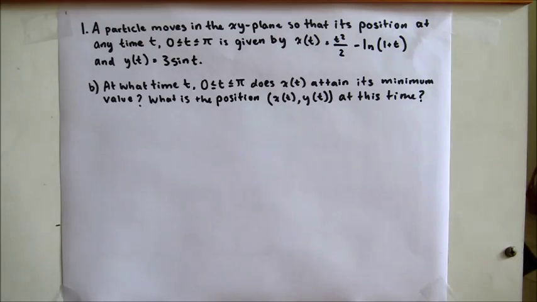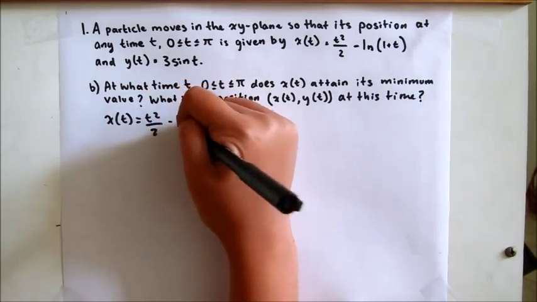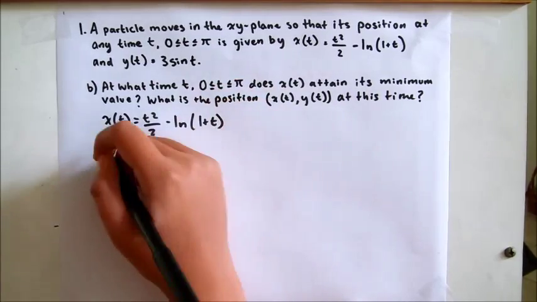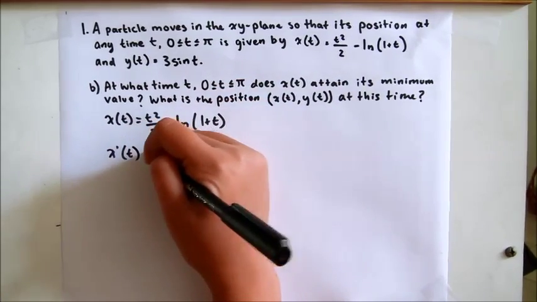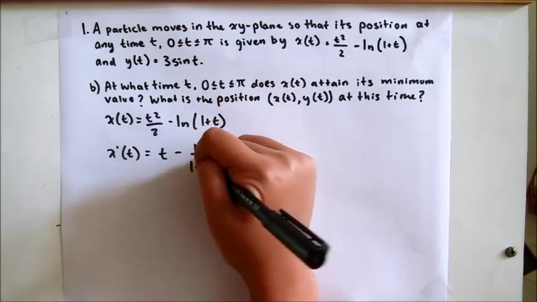In the next part of this problem, they ask for what value of t does x of t attain its minimum value, and then they ask you to find the xy coordinate at this point. To find a minimum value, you need to solve for the extrema of this parametric equation. You can do that by setting the derivative equal to 0. To first set the derivative equal to 0, we need to find the derivative of x of t. Since x of t equals t squared over 2 minus the natural log of 1 plus t, you can easily find that the derivative of x of t is t, and then we use the chain rule here, minus 1 over 1 plus t.